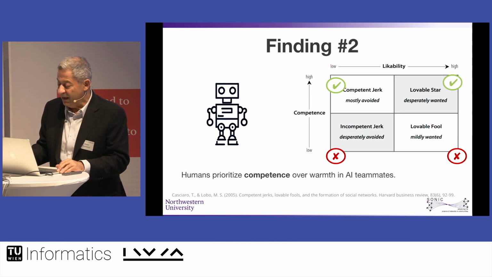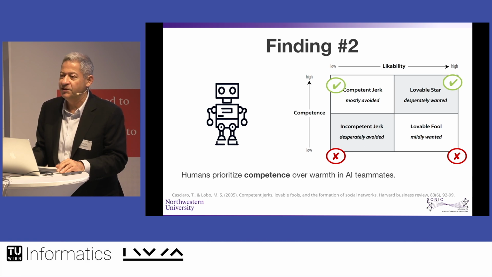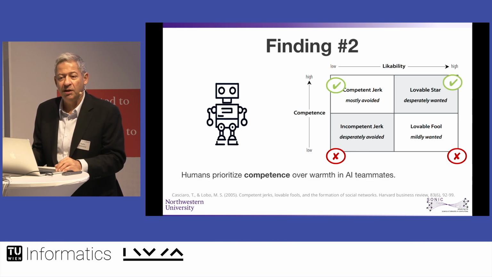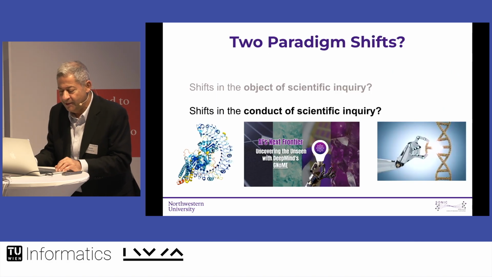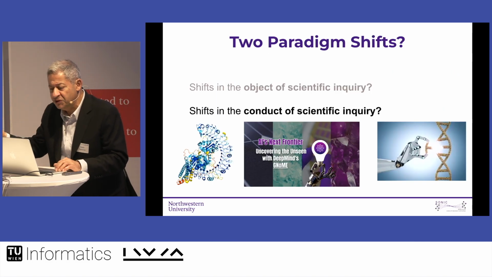There's an article by that title in Harvard Business Review, Competent Jerks and Lovable Fools, and the role of social networks in who we go to. It turns out that when it comes to having AI, humans are much more tolerant of an AI that is a competent jerk, and they have no problem working with an AI that is a competent jerk as compared to a human. So maybe there's a lesson there about how we might be able to use AI in some contexts.